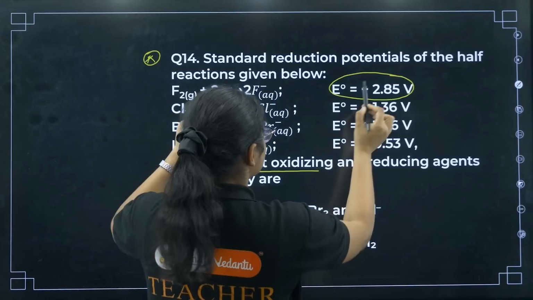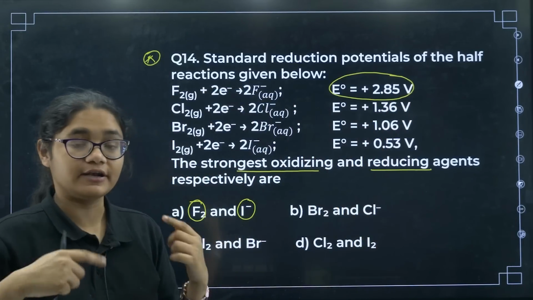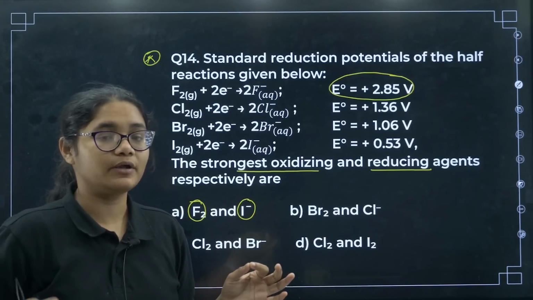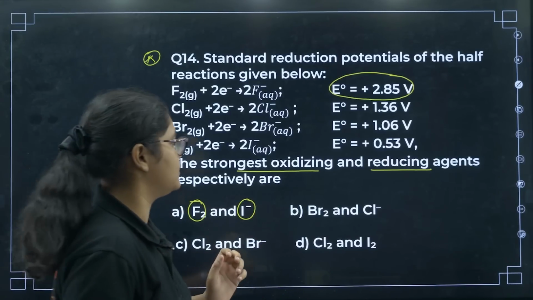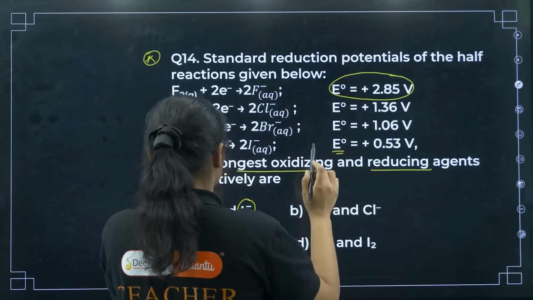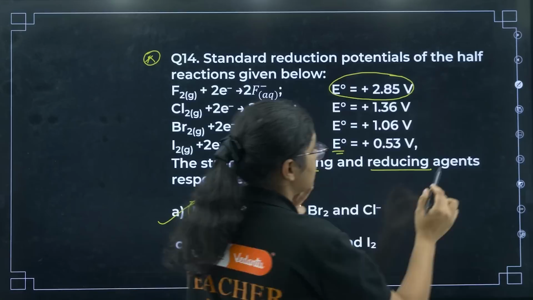Next, if I want to find the reducing agent, itself it reduces others, itself it will get oxidized. Undergoing oxidation means its reduction potential should be very low. So which one has the least reduction potential? This one, right? So your very good reducing agent will be I minus, option number A here.